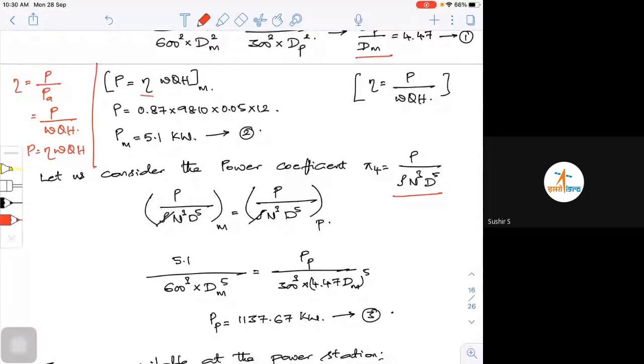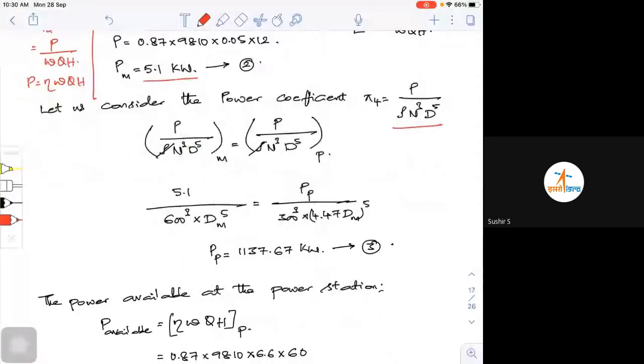Then omega is, see, I'm trying to calculate for a model. I can do the same thing for the prototype also. If I know it, I can try and find it for the prototype. So here I have all the values: Q is known, H is known for the model. I'm substituting everything and getting the power for the model. Now, if we equate it in this power coefficient, I can find the power for the prototype. The power for the prototype is around 1137.67 kilowatts.